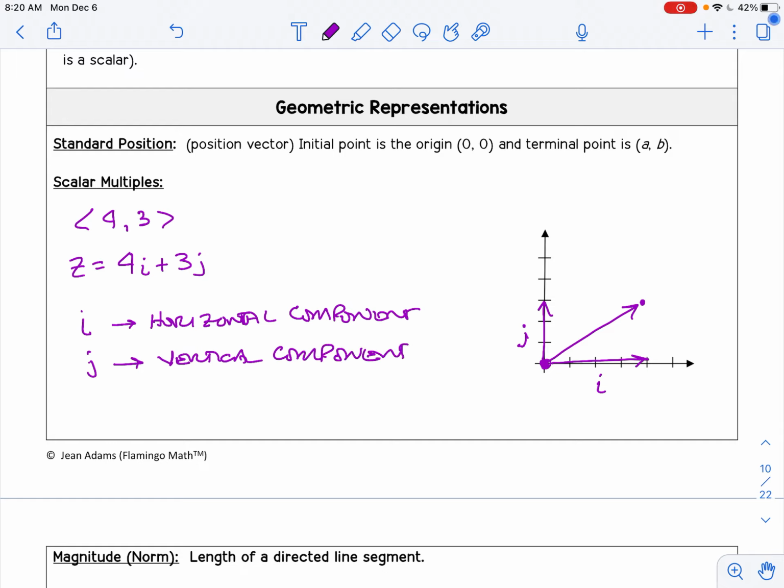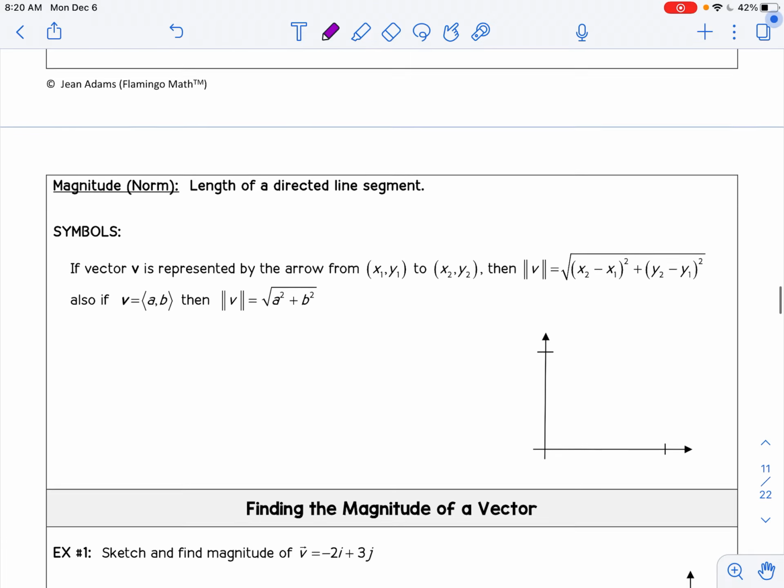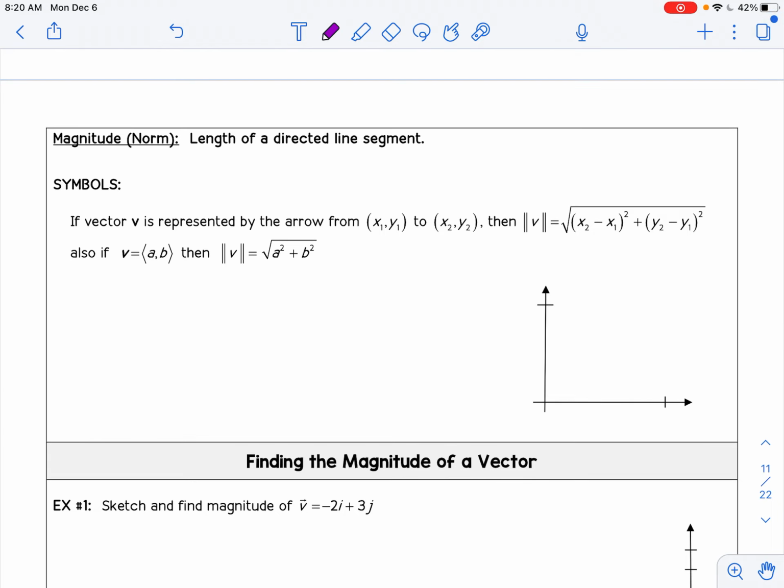All right, and that would be written then in standard form. Okay? All right. Now, let's see if we can come up with this one then. So the magnitude or the norm of the vector is the length of the segment. Now, I'm used to seeing this with two lines. I think that's how we're going to do it here. So it's going to look like this.